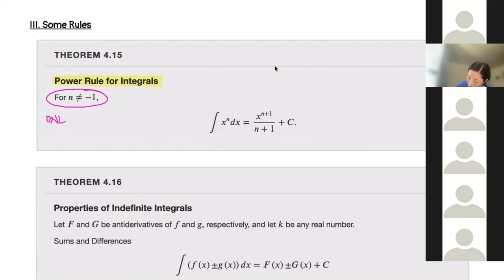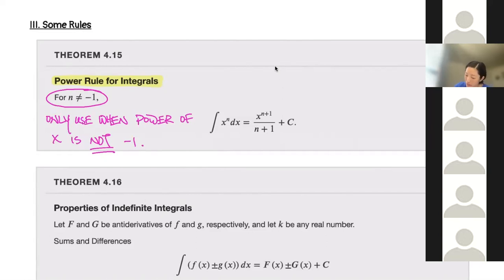Okay, so only use this when the power of x is not -1.